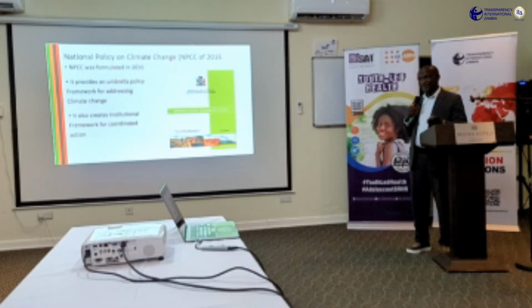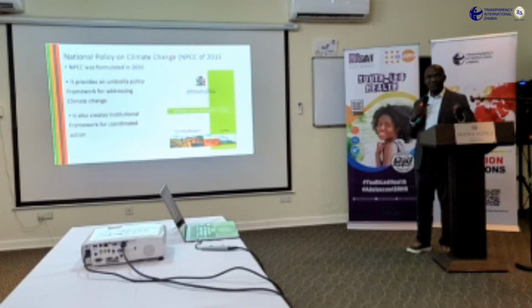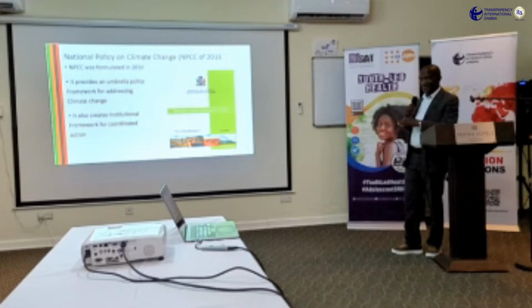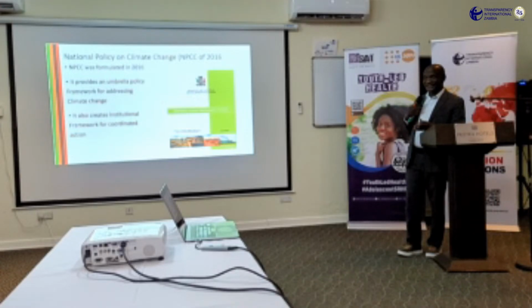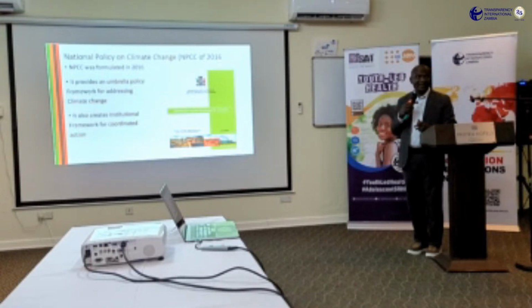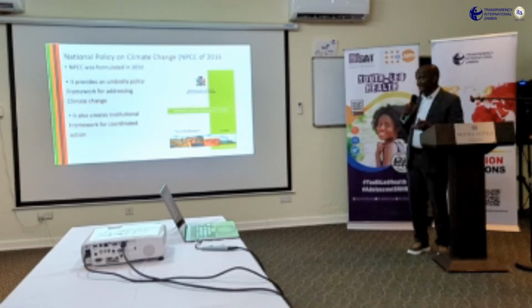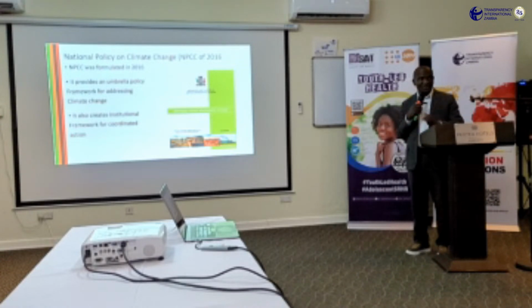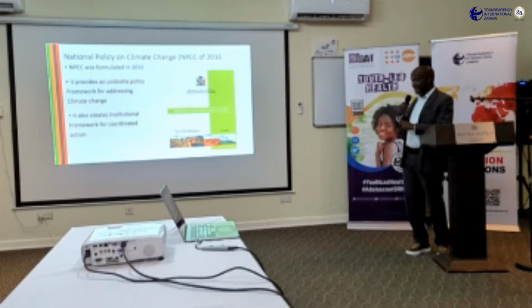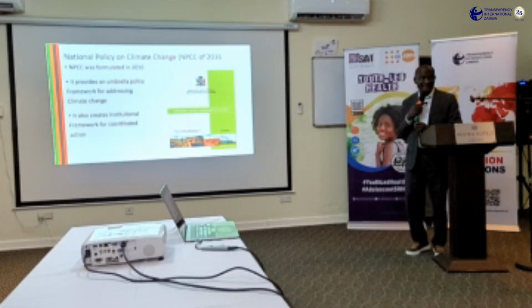Even though you have sector-specific policies, for example, you have policy on water, you have policy on forestry, you have policy on energy and all that, but climate change cuts across all these. You must have provision on this, and that's why it provides an umbrella framework for addressing climate change in all these sectors. But it also created an institutional framework for coordination because of this cross-sectoral aspect of climate change implementation. This policy created a coordinated structure.